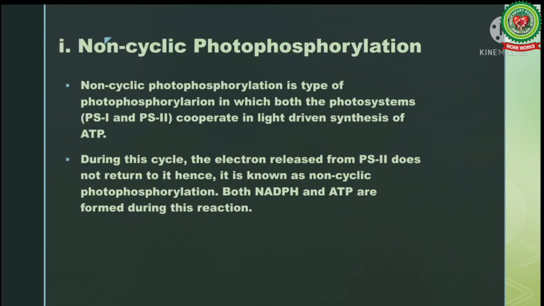Non-cyclic photophosphorylation is a type of photophosphorylation in which both photosystem 1 and photosystem 2 cooperate in light-driven synthesis of ATP. During this cycle, electrons released from photosystem 2 do not return to it. Hence, it is known as non-cyclic photophosphorylation. Both NADPH and ATP are formed during this reaction.